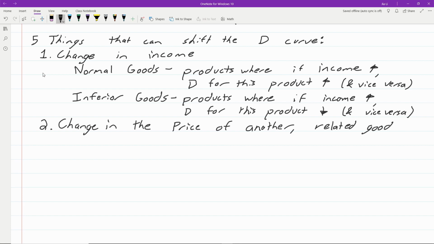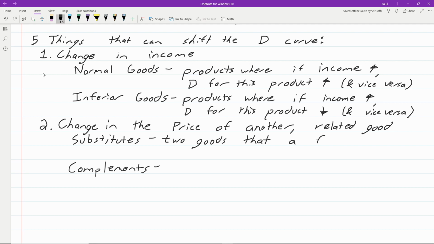So there are two different ways that two different products, two different items, two different goods can be related to each other. So two goods can be substitutes for each other, or they can be complements for each other. So let's start with substitutes. Substitutes are two goods that fulfill a similar purpose to each other.